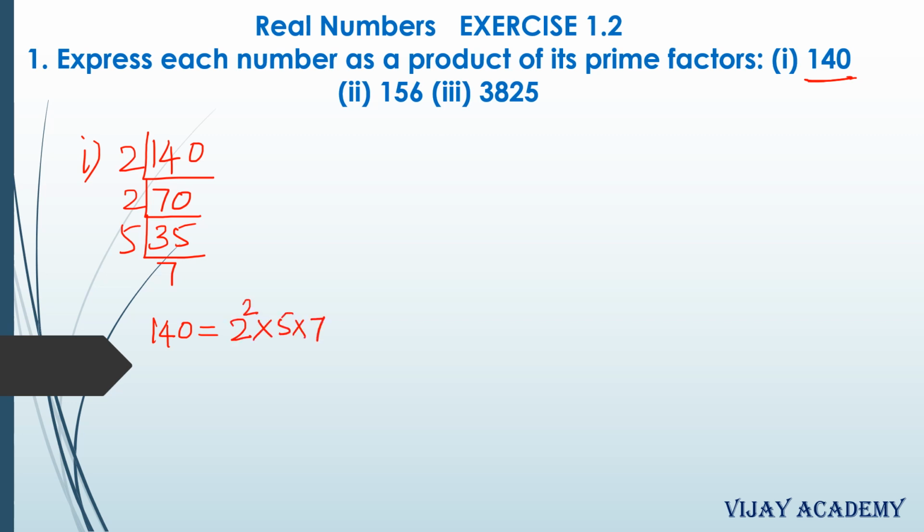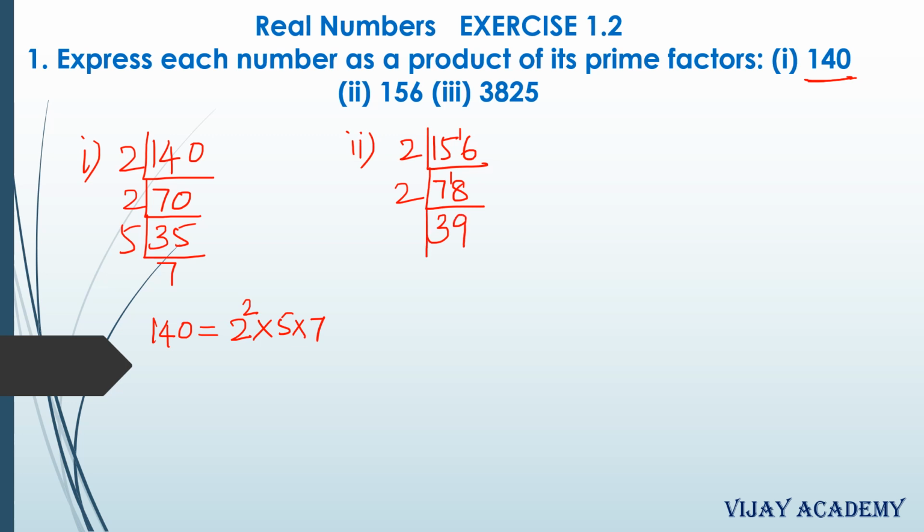So the next question is 156. Divide 156 only by the prime numbers. So 156 is divisible by 2. 2 sevens are 14, 1 is the remainder, so 2 eights are 16, and we get 78. 78 is also divisible by 2. 2 threes are 6 and 1 remainder, so it becomes 18. 2 nines are 18.